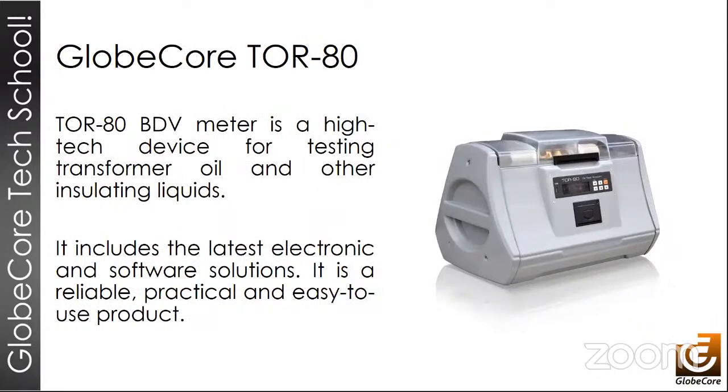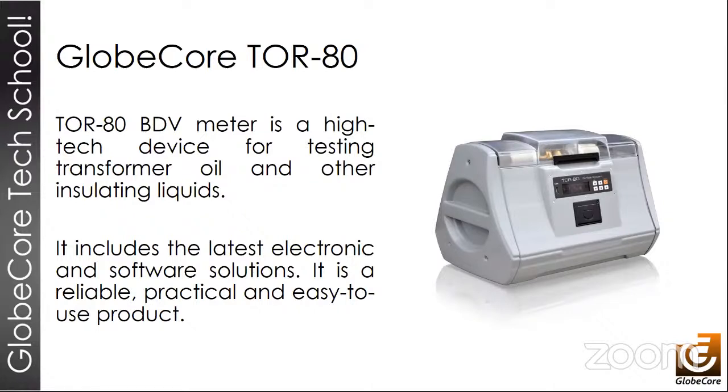So as can be seen from this presentation, it can be inferred that the breakdown voltage, or BDV strength test, is a common field test that allows us to determine the progress of a transformer oil treatment process. GlobeCore presents here the TOR-80 machine, which is a measurement system for this parameter and can be easily programmed to perform the test safely, quickly, and reliably.